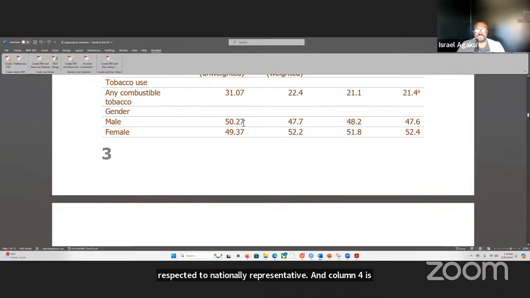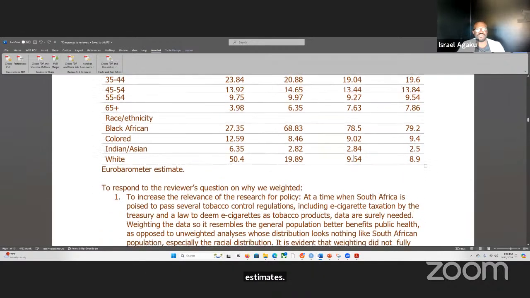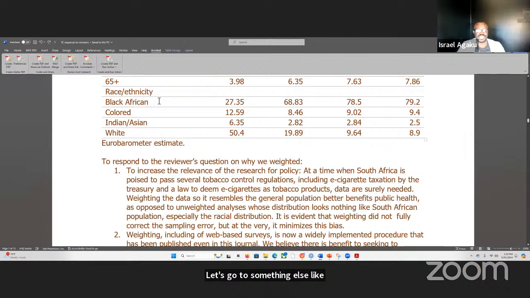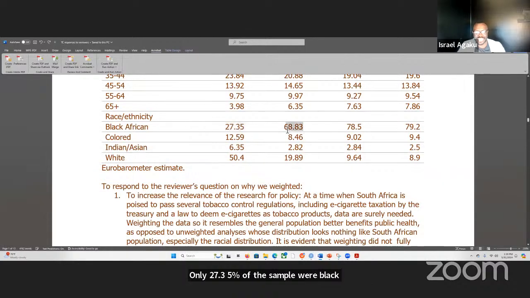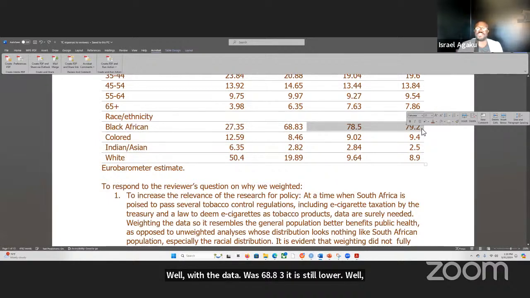So when you look at gender, for example, the unweighted data shows that 50.2% are male. Our weighted sample shows that to be 47.7%, which is very, very similar to what you get from national estimates. Let's go to something else, like let's look at race ethnicity, since it's more dramatic. For race ethnicity, the unweighted sample shows that only 27.35% of the sample were Black. When we weighted the data, that was 68.83. It is still lower than what you have in the national estimate, but at least it's much, much closer.